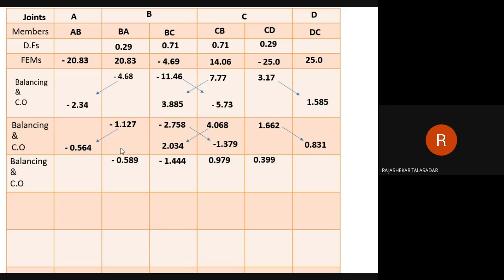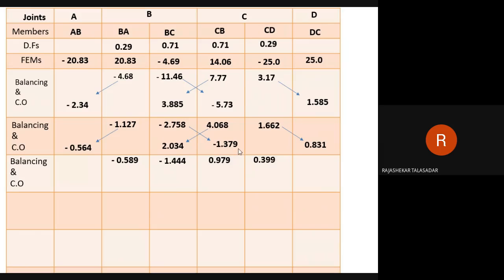Okay. See, these 2 columns, if you add, it will become 2.034. So this is 0. So minus 2.034 will be the balancing moment. Minus 2.034 into 0.29, you will get minus 0.589. Minus 2.034 into 0.71, it comes minus 1.444. Isn't it? Next, this one, this plus this is minus 1.375, this is 0.